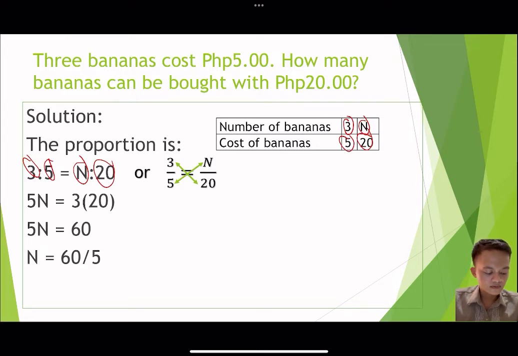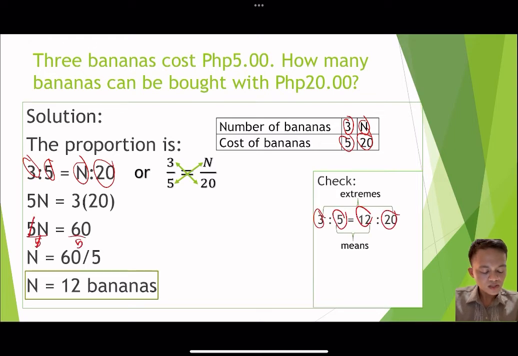Okay. Now, pag minultiply natin yung means at multiply natin yung extremes, kailangan equal sila para masabi natin na sila ay direct proportion. So, when we multiply 3 times 20, that is 60. And yung means natin na 5 times 12, which is 60. So, similar sila, equal sila, therefore, correct yung answer natin at direct proportion ng ating given.